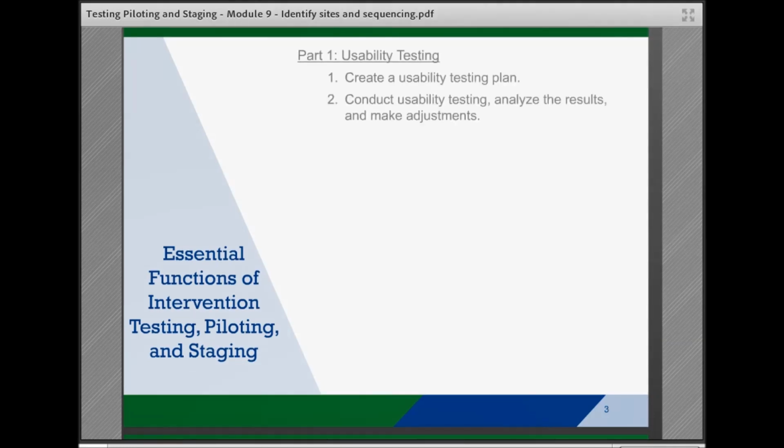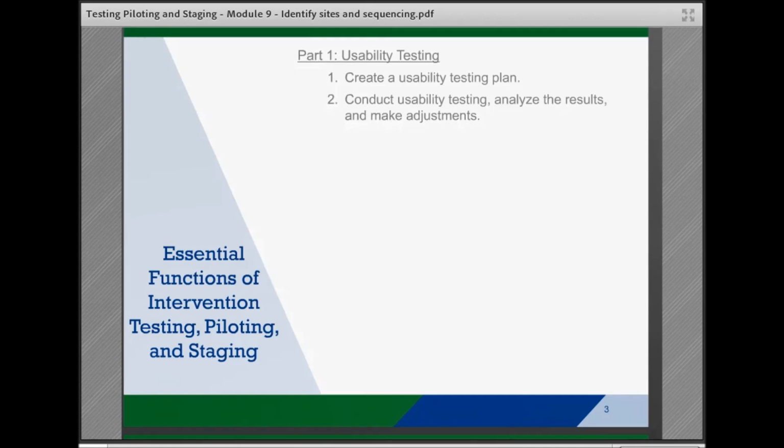The intervention testing, piloting, and staging is broken down into 3 parts and 10 essential functions or tasks. And it's important to remember that not all agencies will complete all of the tasks in the brief, depending on their circumstances. And while the steps are presented in a linear way, in practice, often steps will overlap and they will be revisited as teams test, pilot, and stage.